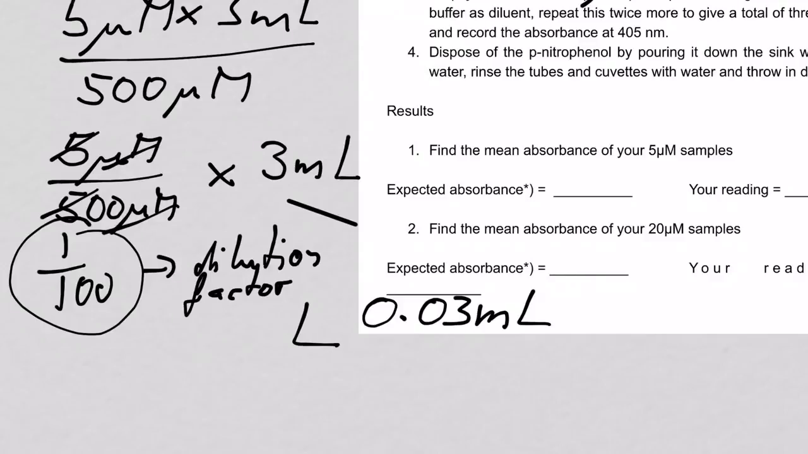How many microliters is that? How many microliters? 30, absolutely right. So that is 30 microliters. So we need 30 microliters of our stock solution. How much of the stuff that we diluted with, how much do we need for that to get 3 milliliters?